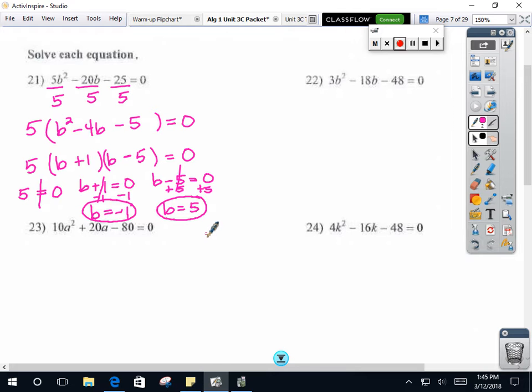All right, number 22. What should I do first? Divide by 3. And so that's the GCF. And what trinomial remains?